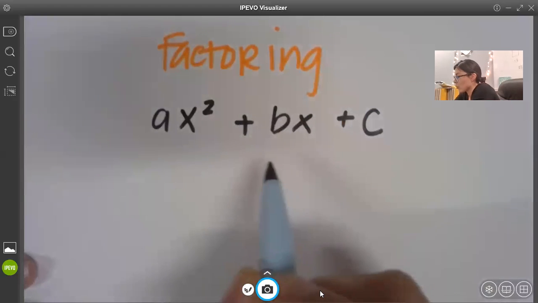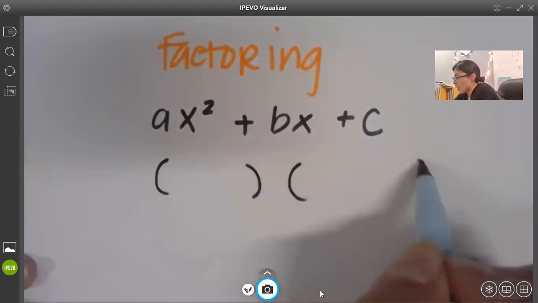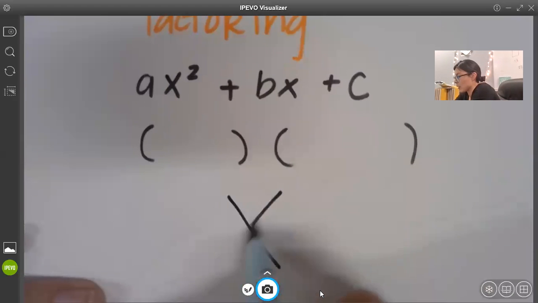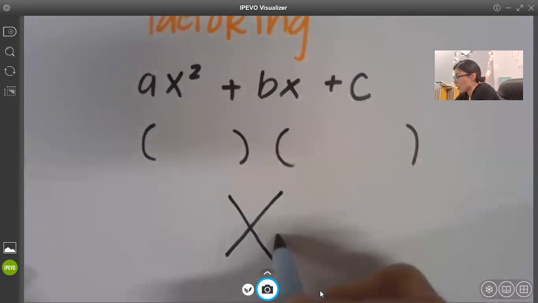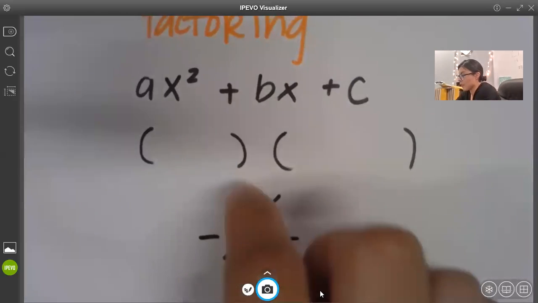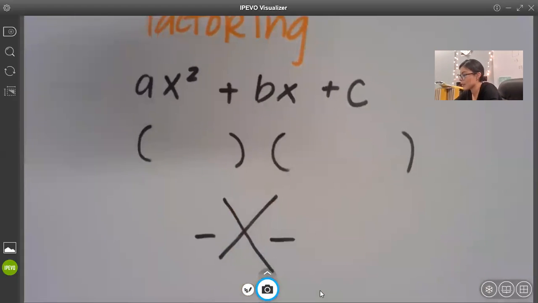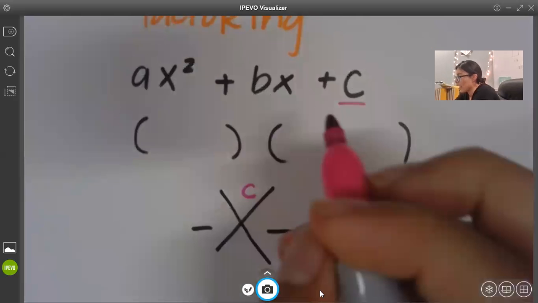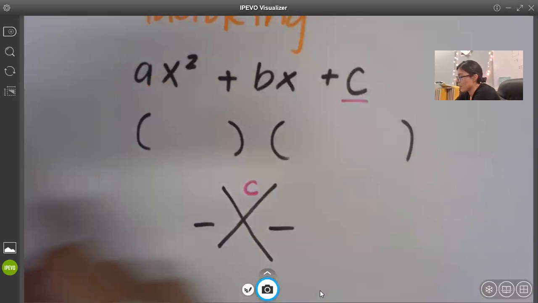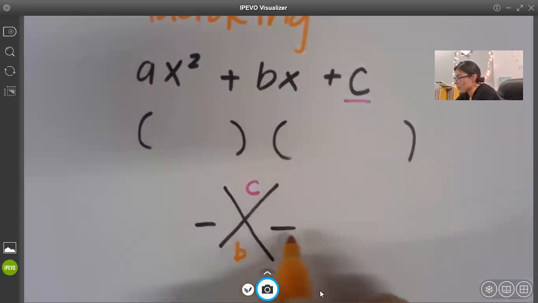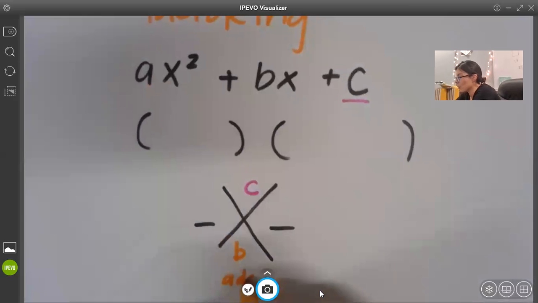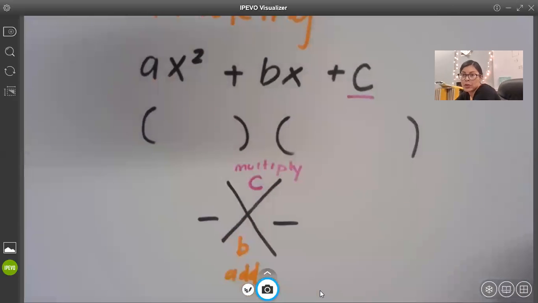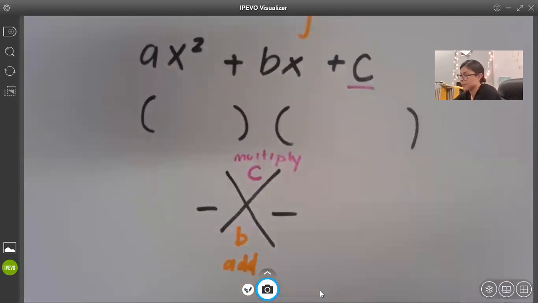Essentially, to factor, we're trying to undo this to get the binomials, which we've multiplied before. To do that, I like to use the X method. In the X method, this is the C, the number we underline, the number without x or y, and then the other number here is the B. You add these numbers to get the B, and you multiply the same numbers to get the C. That gives you the factors, and then the factors give you the zeros.